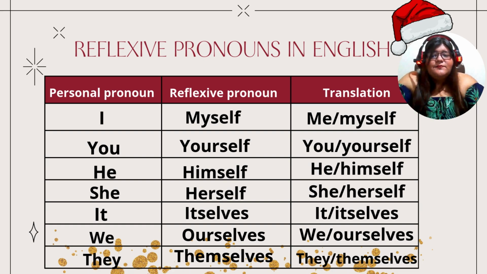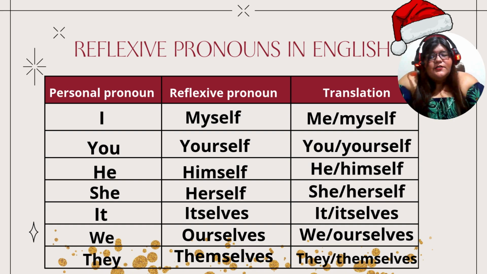And as a translation, for example, remember, I and me are the same. What is the reflexive pronoun of them? Myself. Then we have you, and what is the translation? You, yourself. He, himself. She, herself. It, itself. We, ourselves. And they, themselves.